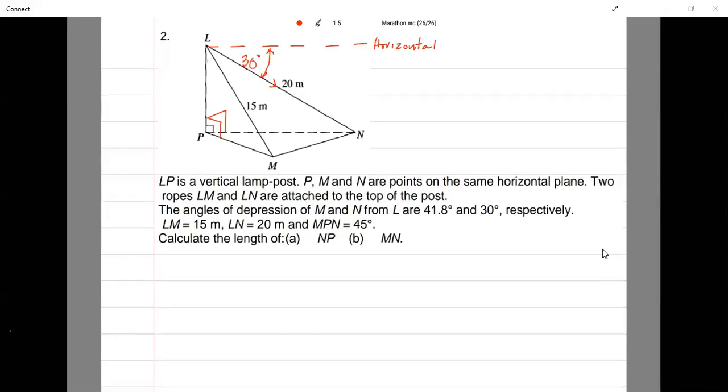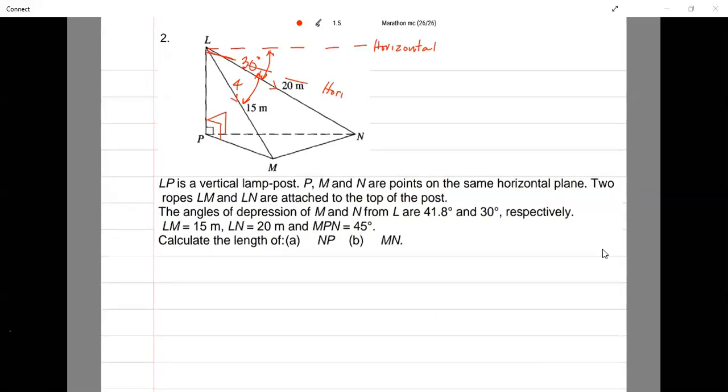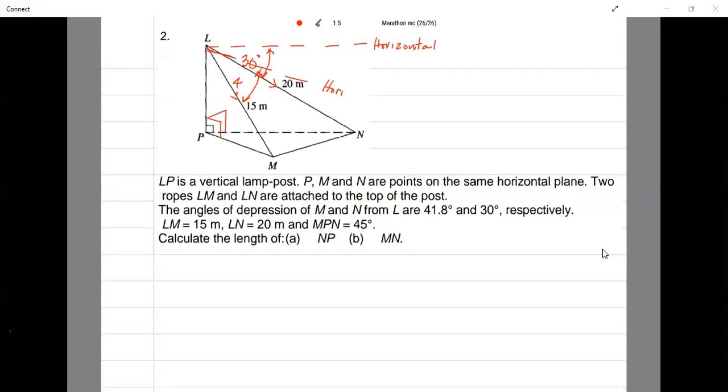Let's draw the next line. This is the horizontal. All right, this is the line of sight. The angle of depression there is 41.8 degrees. All right, I don't think that second one is going to be very clear to people. So I'm going to try and draw it from a different view.